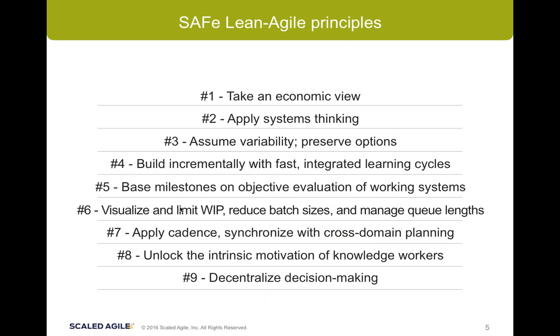Also, we have the SAFe Lean-Agile principles, nine of them. We'll not cover all of them. One is take an economic view. At the end, we want to create value, right? So what can we do to do that? Have a decision-making framework in place. So for example, number nine, the last one, decentralized decision-making.